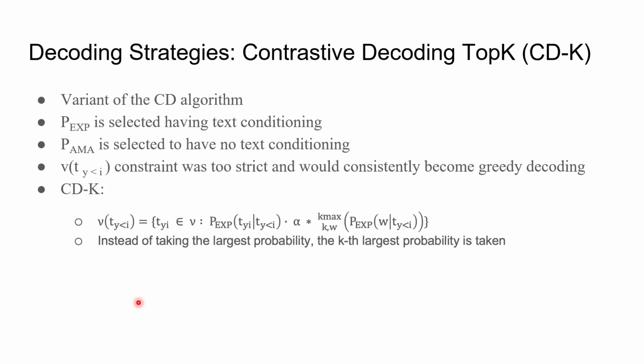In this technique, a new adaptive plausibility constraint is implemented. Instead of taking the largest probability, like in contrastive decoding, the kth largest probability is taken, and this defines contrastive decoding top K. Next, my colleague will discuss the supervised fine-tuning stage of the model.